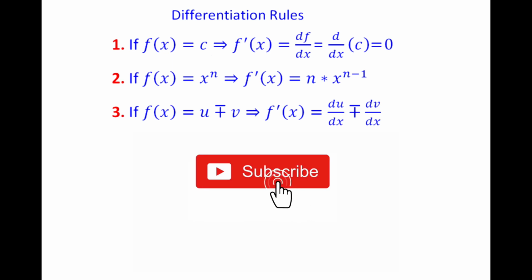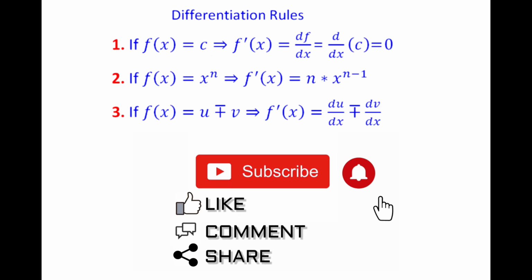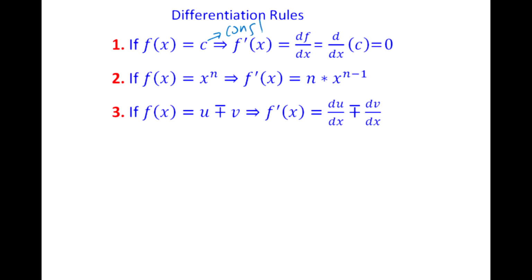Here, guys, we have three rules, and in the first one we have f of x is equal to c. C means constant, by the way. Let me write it here. This is constant. In this case, the derivative of f of x, which can be written as df divided by dx, which is also equal to d divided by dx of c. Again, c is the constant, and in all cases the result is 0. In other words, the derivative of a constant value is 0, guys.